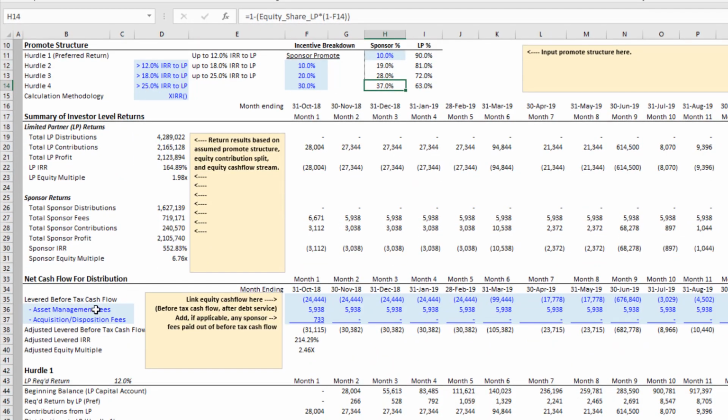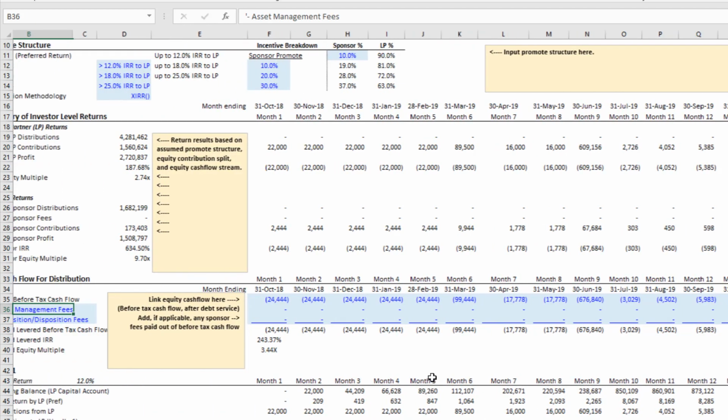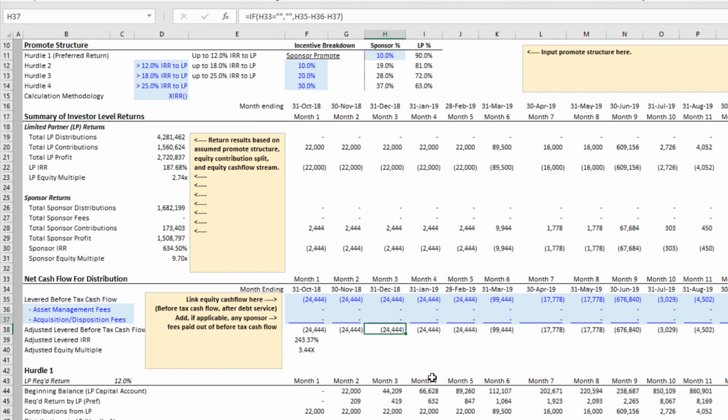Then we come down and we have any asset management fees, any acquisition fees. We'll just assume no. Now, if there were, those should be positive values, because we take whatever available cash flow to distribute here, and we subtract any fees, and we have two options for fees here. But again, I'll just set those to zero, such that the levered before tax cash flow is the adjusted levered before tax cash flow, or what is actually distributed to the two partners.